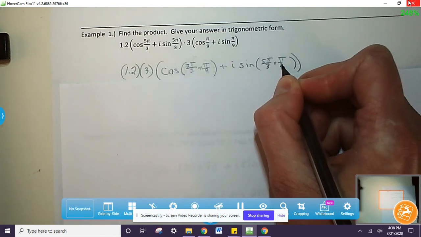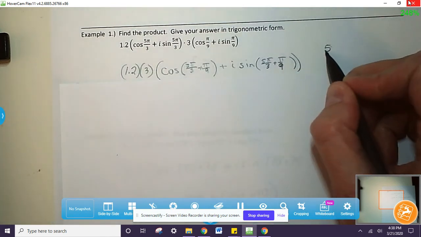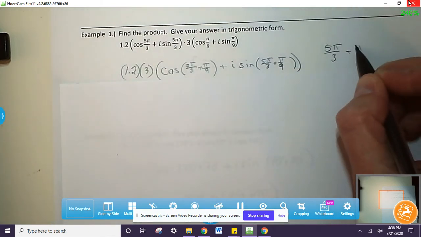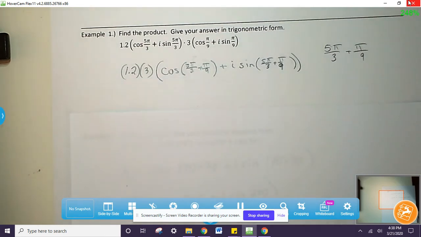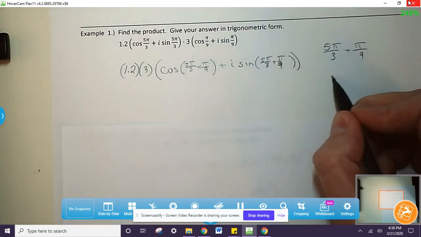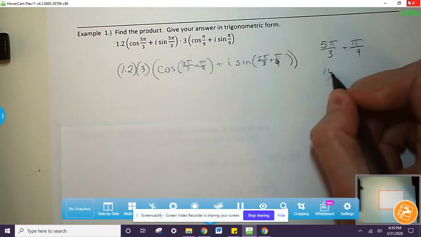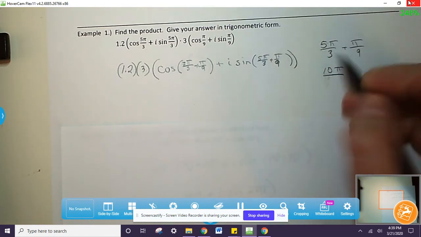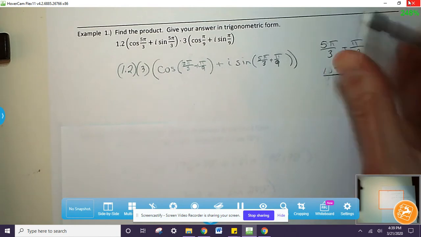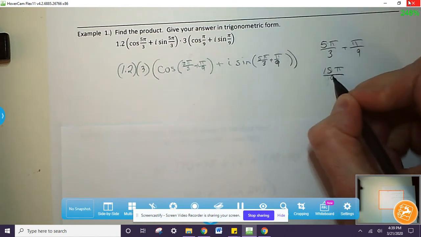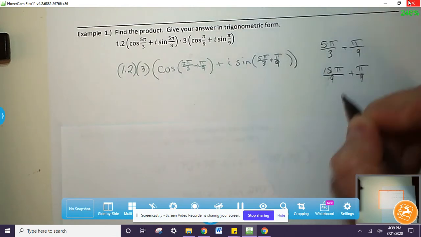So if you go ahead and calculate on the side what 5 pi over 3 plus pi over 9 is, you're almost done simplifying. If we get this into ninths, we can multiply this by 3 over 3, and that'll be 15 pi over 9 plus pi over 9, and that's going to make 16 pi over 9.